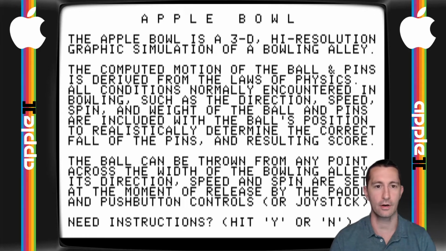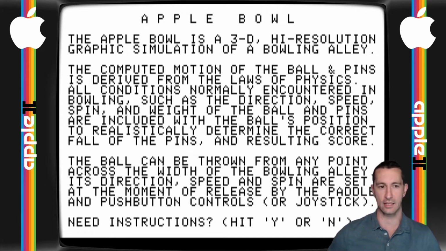All right, spacebar. Oh, here we go. Apple Bowl's a 3D high-resolution graphic simulation of a bowling alley. Oh, really? 3D high-resolution graphic simulation? The computed motion of the ball and pins is derived from the laws of physics. This is cool. They're pointing out how impressive it is to program physics because it's not really something we see in a lot of games at the time.